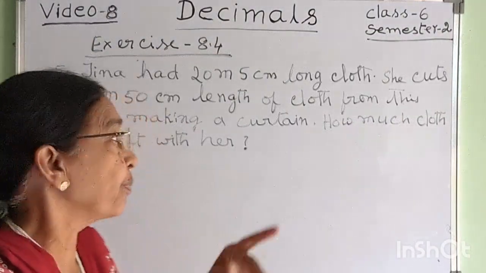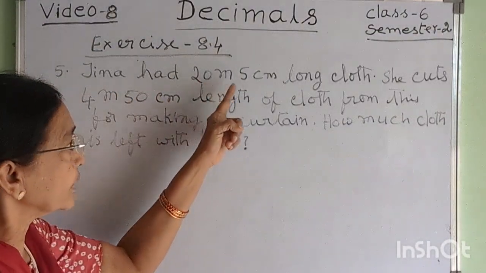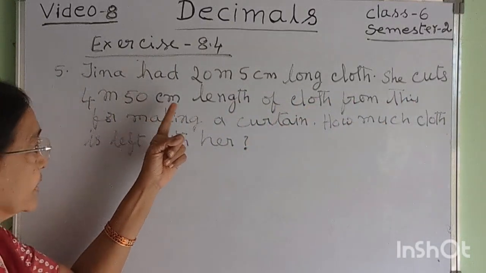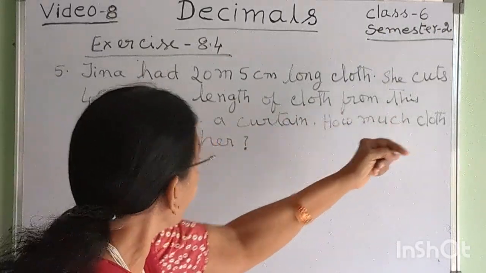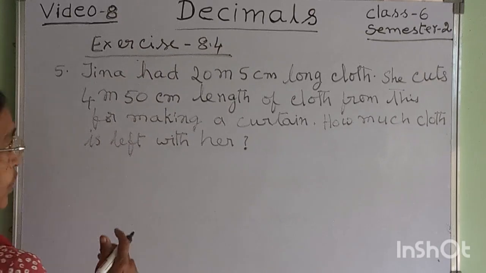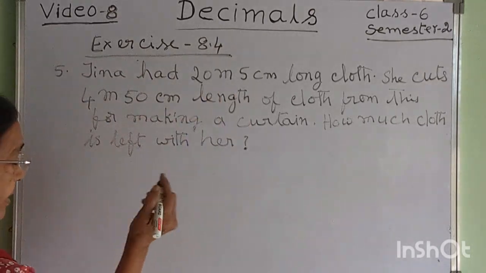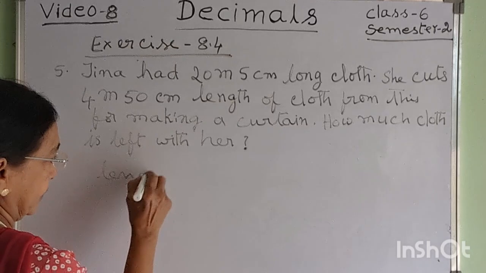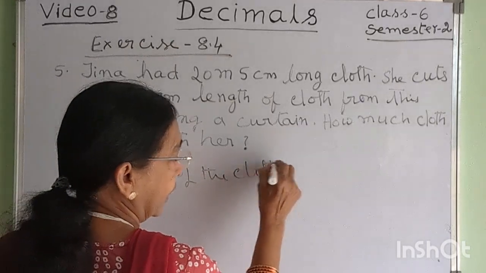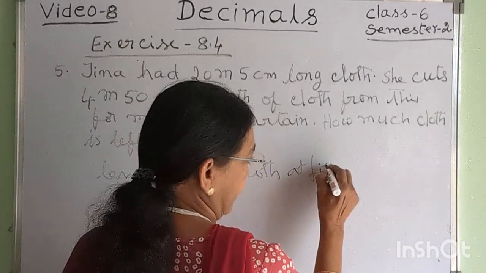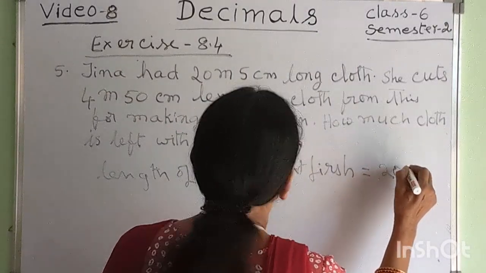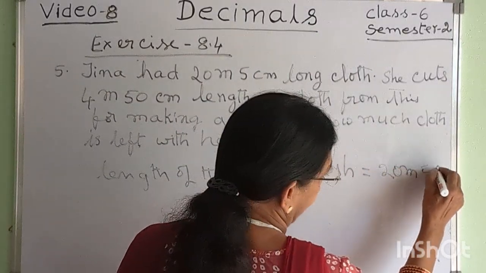So next, the fifth problem. Tina had 20 meters 5 centimeters long cloth. She cuts 4 meters 50 centimeters length of cloth from this for making a curtain. How much cloth is left with her? So the length of the cloth Tina had at first is equal to 20 meters 5 centimeters.